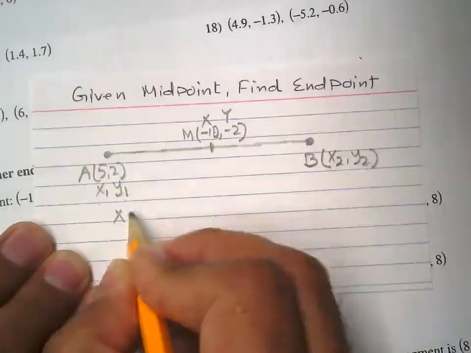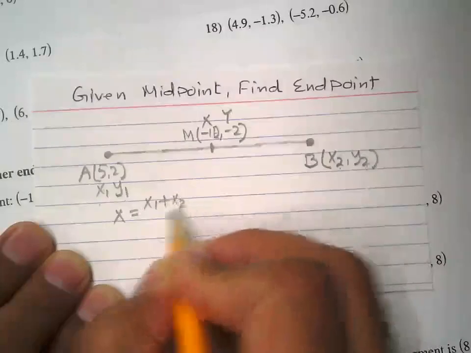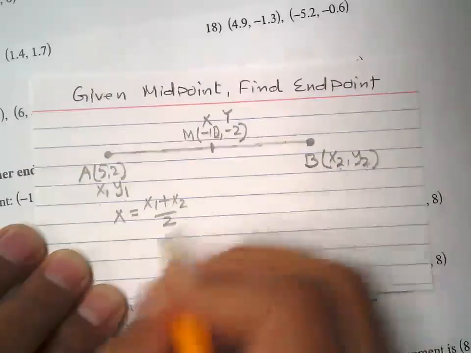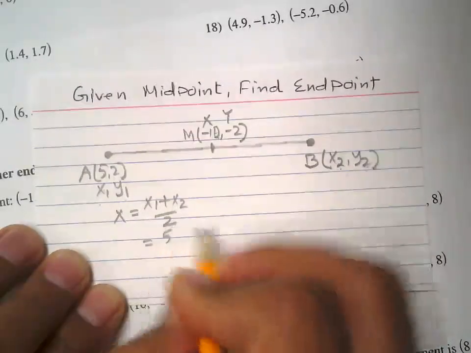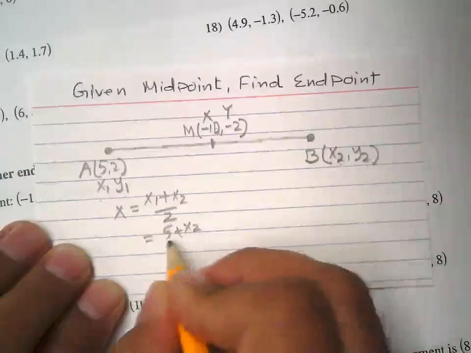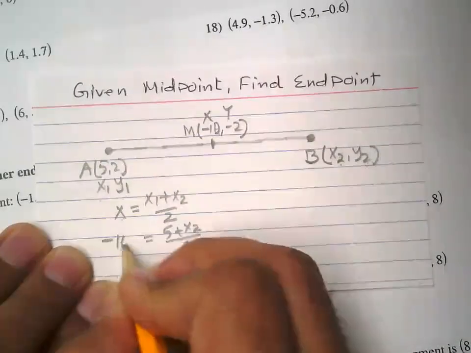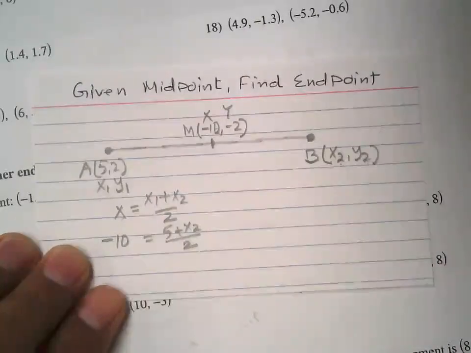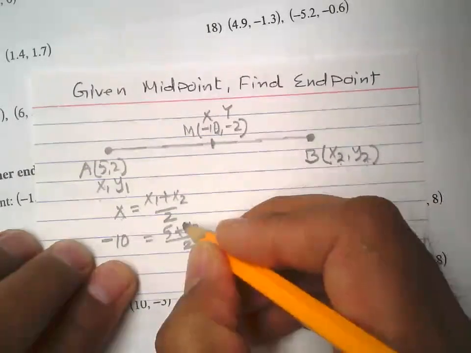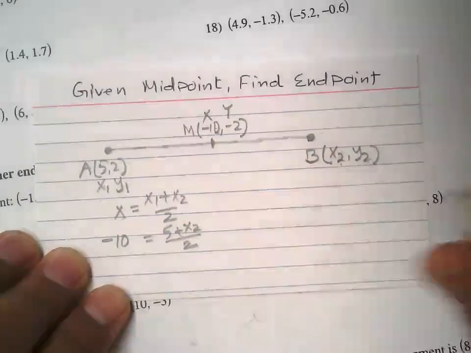To find x, we do x1 plus x2, divided by 2. That's what we did. Well, x1 I know, which is 5 in this case, and x2 we don't know, so I'm going to write it as it is, divided by 2. I know the x here, which is -10. Now I have an equation, right? What can I do to solve this problem, to get rid of all these numbers so that I get x2 by itself?